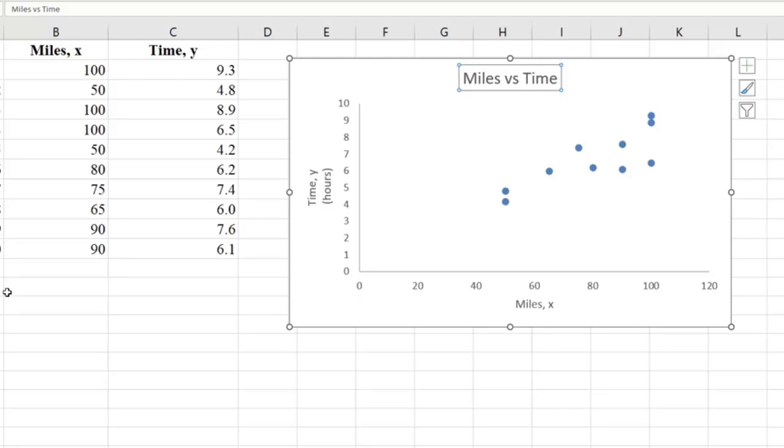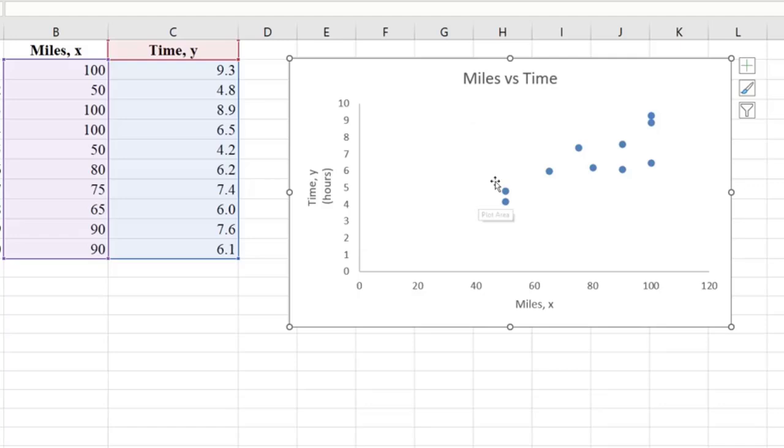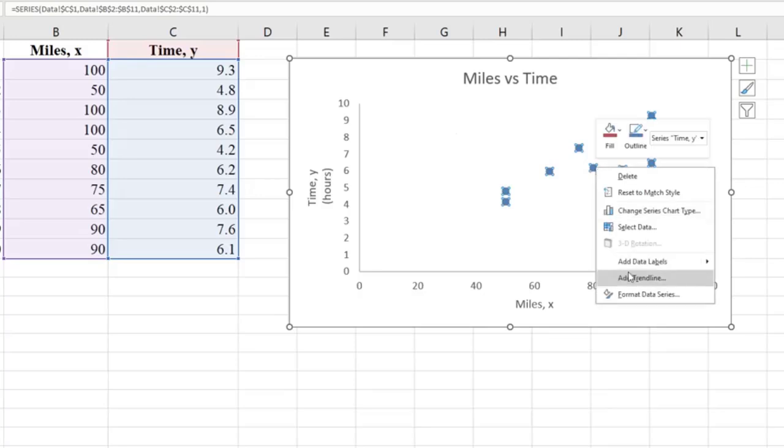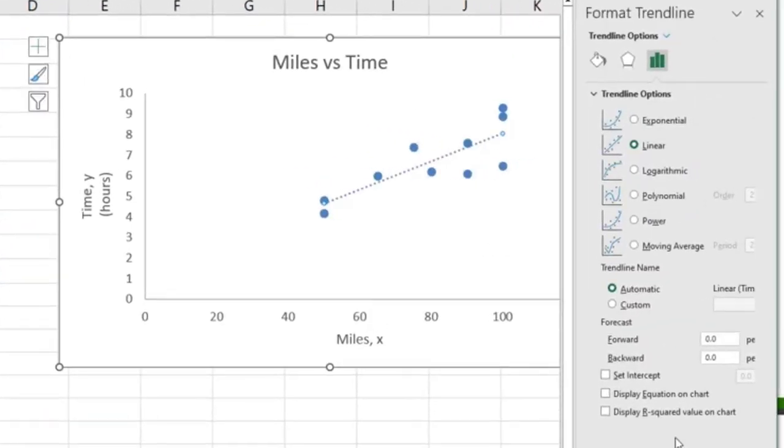Miles versus time. I think that's enough information. Okay, so we could insert trend lines. Remember how we do that? Click on one of the dots, right click, and add trend line. And now we're talking about regression. So we want to ask for the equation. We want to export the equation. This is your regression equation.